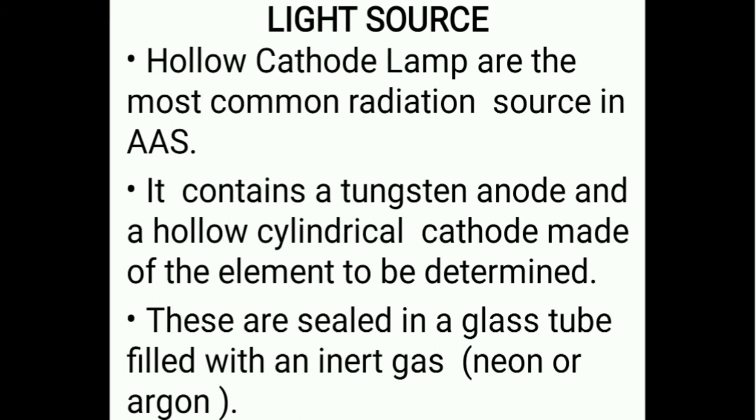Firstly, let's talk about the light source. Hollow cathode lamps are the most common radiation source in atomic absorption spectroscopy. It contains a tungsten anode and a hollow cylindrical cathode made up of the element to be determined. These are sealed in a glass tube filled with an inert gas. It may be neon or argon. Each element has its own unique lamp which must be used for the analysis.